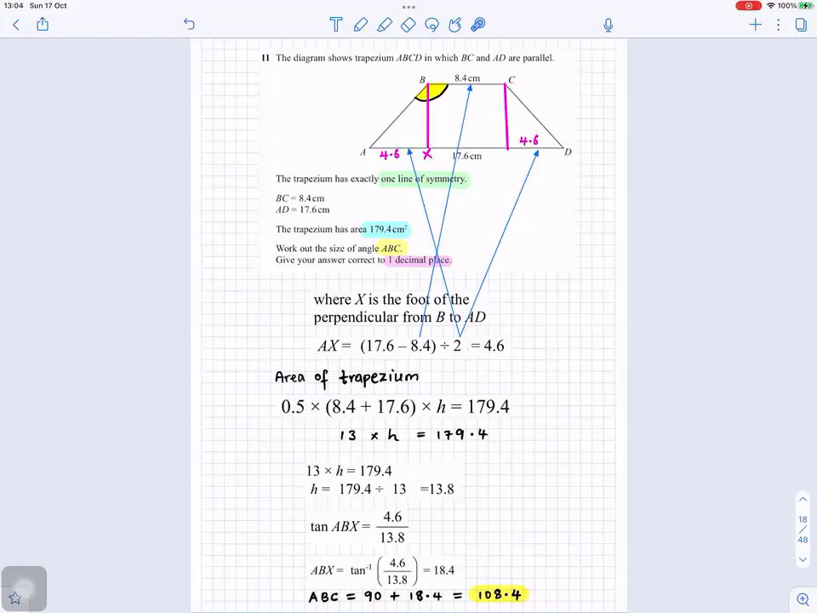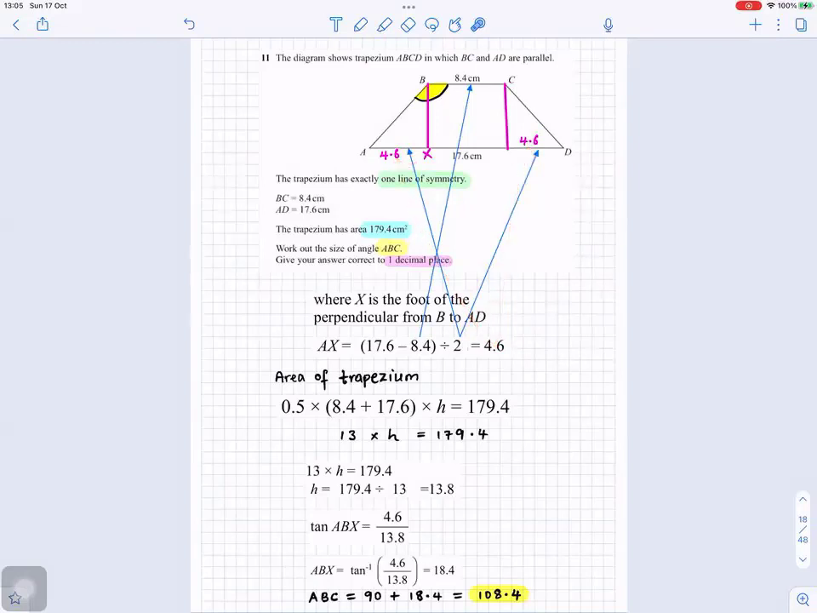Angle ABC, I've colored it there in yellow. X is the foot of the perpendicular from B to AD. So AX is equal to 17.6, the whole length AD, minus 8.4, divided by 2. It gives you 4.6, 4.6 there and 4.6 there.